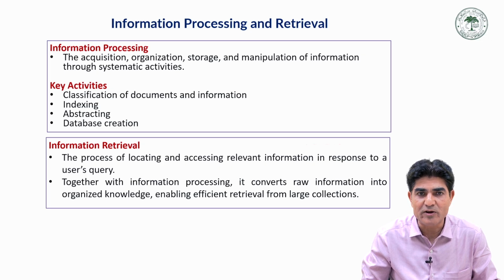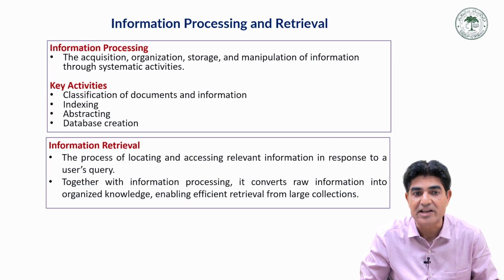And another component of information processing and retrieval is information retrieval, which is the process of locating and accessing relevant information in response to a particular query of the users. So information processing is the activity behind the scene, and information retrieval is the process where we are locating and searching information, and the user is just putting the query into the information retrieval system and then trying to find the relevant document from the information retrieval system.